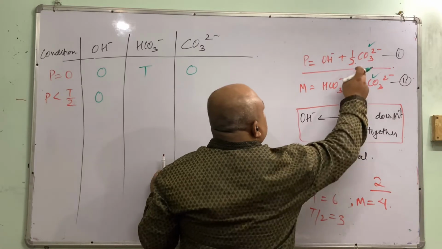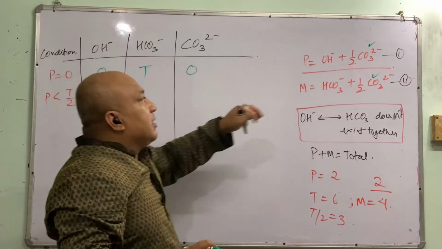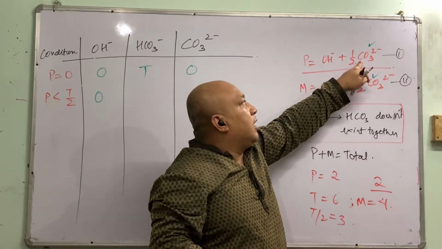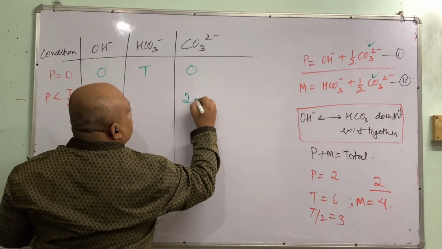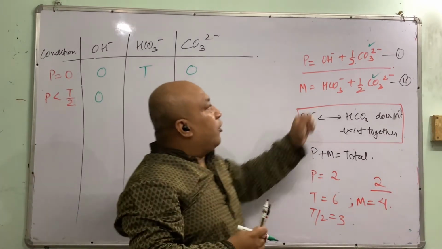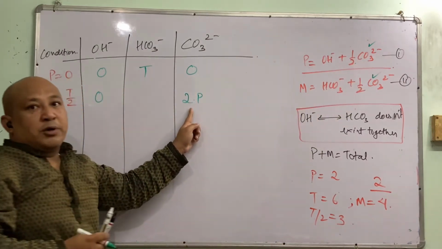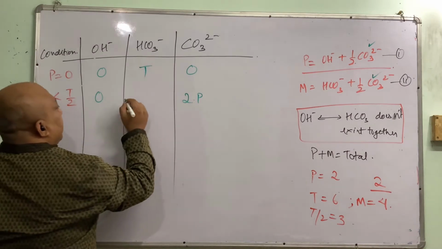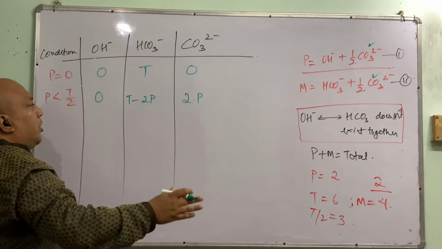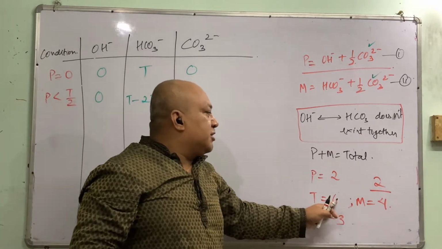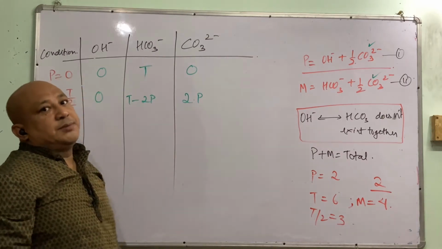And then what about the CO3 2 minus? CO3 2 minus is the phenolphthalein part, half into 2. So CO3 2 minus is twice phenolphthalein. Whatever you got in phenolphthalein, you multiply by 2, that is your carbonate. What about bicarbonate? It's very easy: total minus 2P. Whatever total you got, say 6 minus 2P. 2 2s are 4, 6 minus 4, 2. 2 will be the bicarbonates.